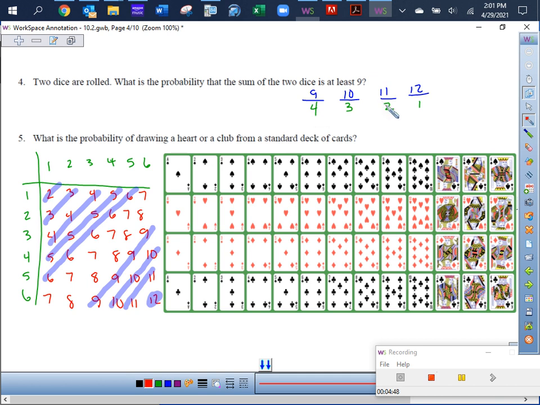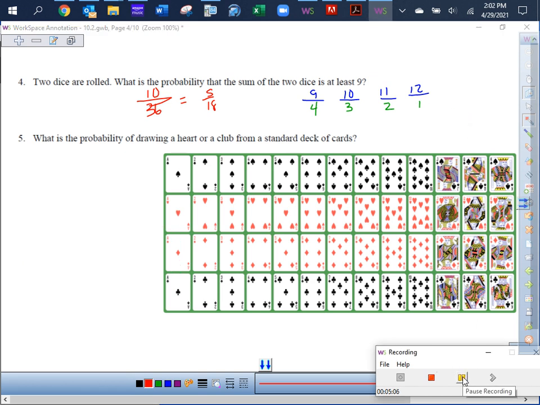So I'm just going to add all these guys up. There's 4, 5, 6, 7, 8, 9, 10 ways to roll something that's at least a 9. They're right here. There's all 10 of those ways out of the 36 possible. Sorry for the pen drag. And if we reduce that, that is going to be 5 out of 18. Again, you could use your calculator to reduce if you wanted to.